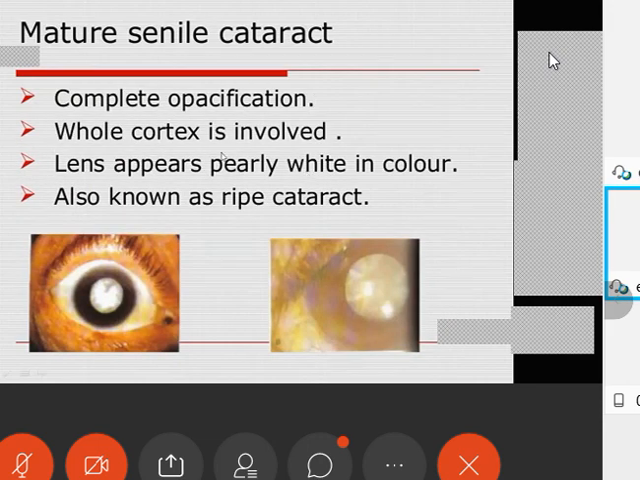In the mature senile cataract there is complete opacification. The whole cortex is involved in this mature senile cataract. The whole cataract is formed.